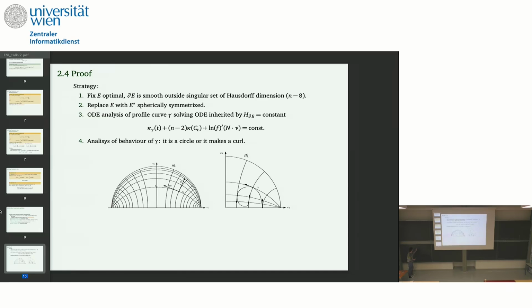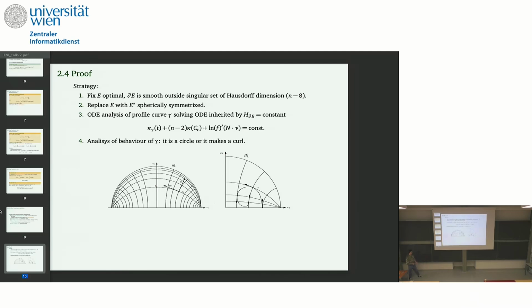And this is E star. The weights are radial, right? So by Fubini, E star will have the same volume as E. Everything is radial. And then you can check that the perimeter of E star is less or equal to the perimeter of E, essentially by the Coarea formula. Very nice.